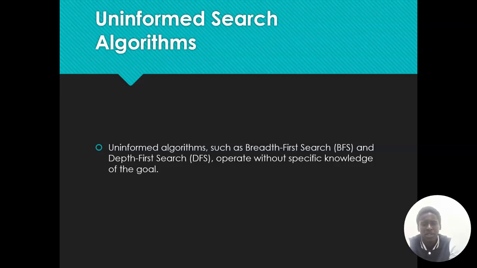Uninformed algorithms such as breadth first search, which is also named BFS, and also depth first search, also named DFS. They both operate without specific knowledge of the goal. So in the next slide, I'm going to give you a brief definition of how the BFS and the DFS work. So let's go to the next slide and explore more using the illustration I have provided.